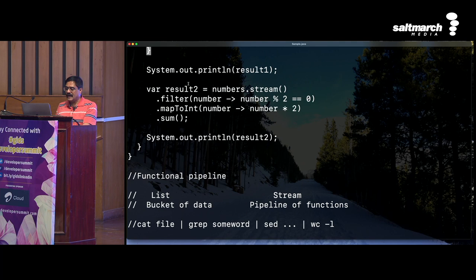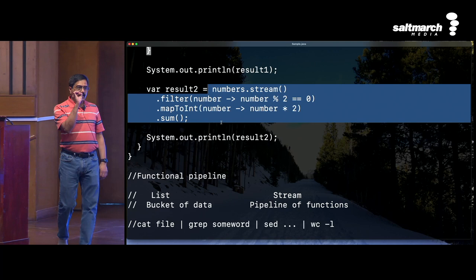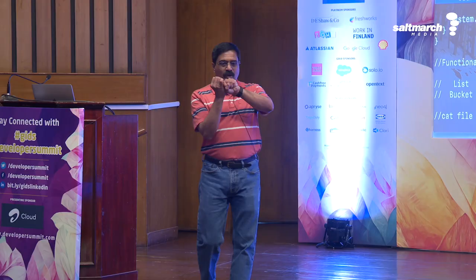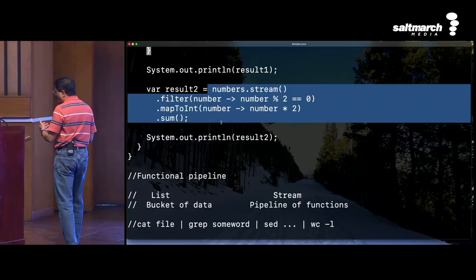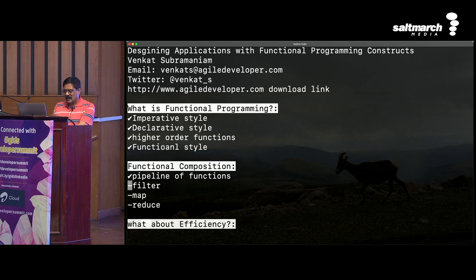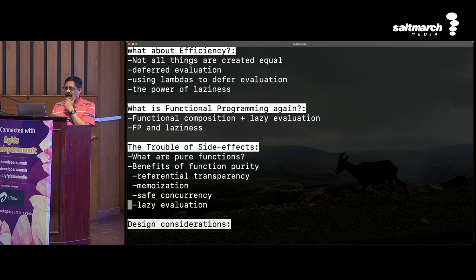So you are saying, I have a filter operation, I have a map operation, and I have a sum, which is a reduce operation. That filter, map, reduce is the pipeline that we have drawn in this particular case. So you want to think about your problem as a series of transformations at this point with the filter, map, and reduce. So with that said, you say, all right, that's great so far, but what about the efficiency?